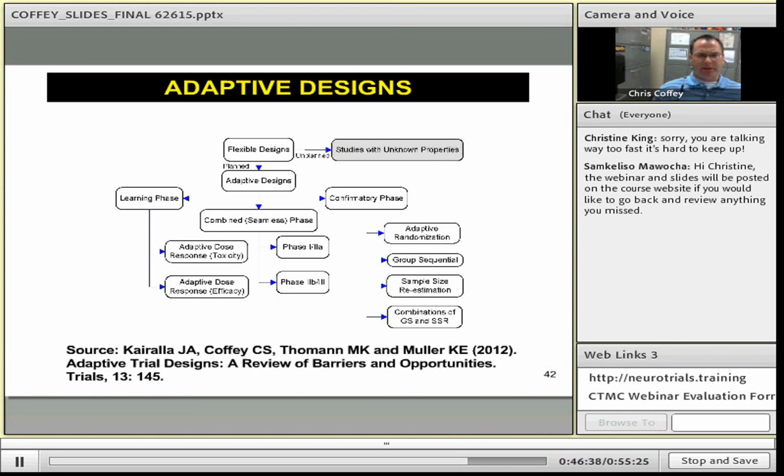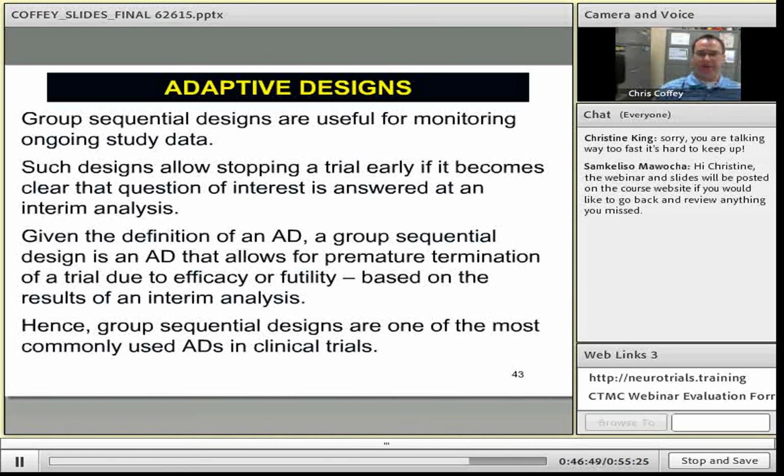Next slide, please. I put this in here just more for reference, to show there's a wide number of different types of adaptive designs, and in fact, there's an infinite number of adaptive designs. These are just some of the more common.